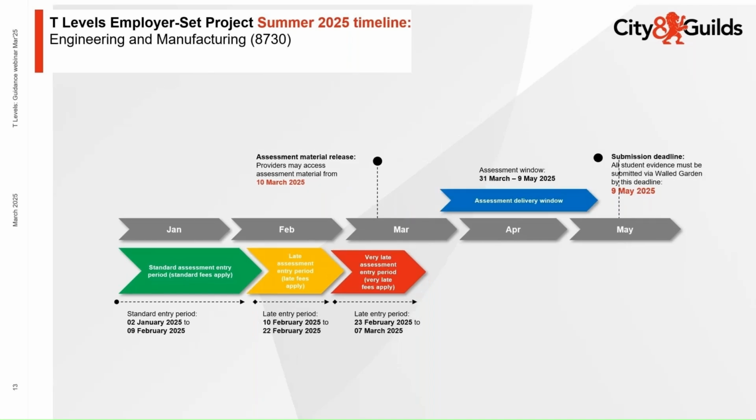So moving on, the next slide details the engineering and manufacturing 8730. For engineering and manufacturing, the booking window for these assessments closed on the 7th of March, and the assessment materials were released on the 10th of March. So we're approaching the assessment delivery window commencing on Monday the 31st of March, and that's when you'll be able to access your bookings on the evidence management system to begin uploading.